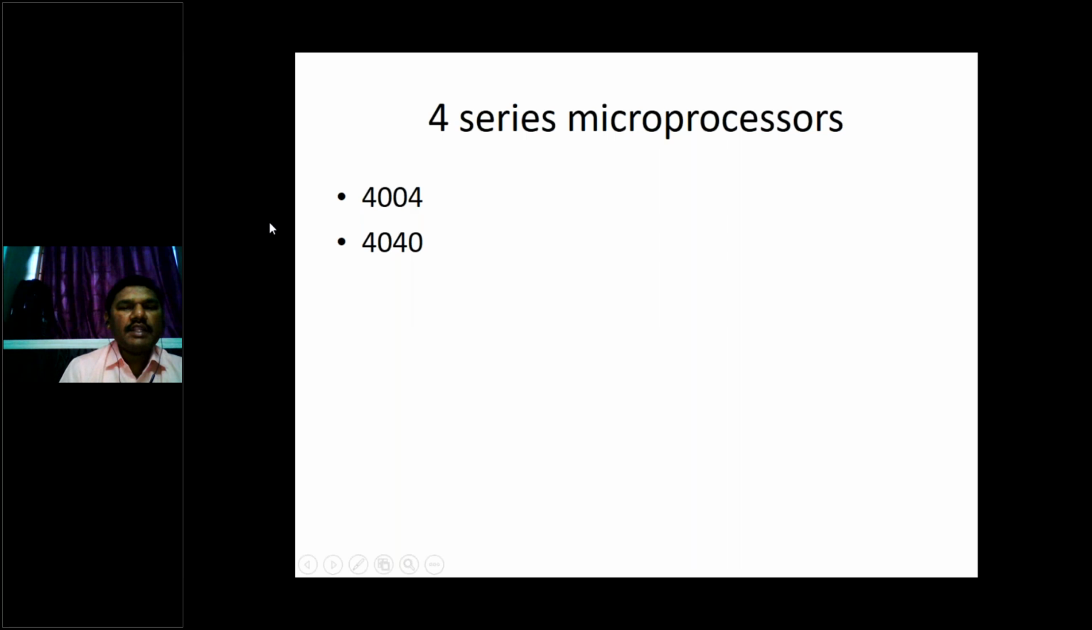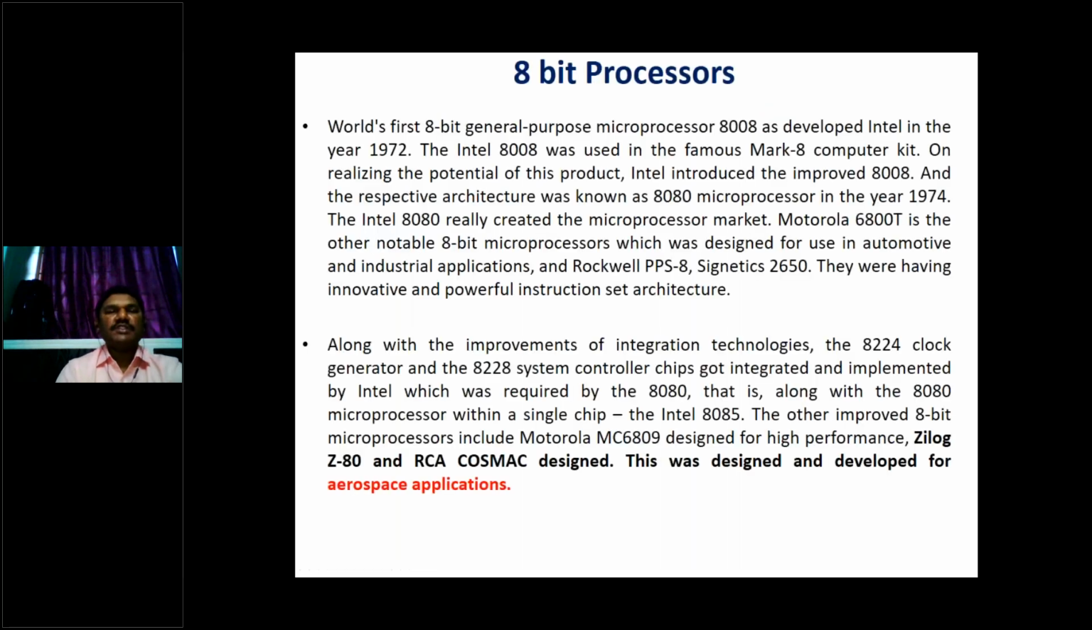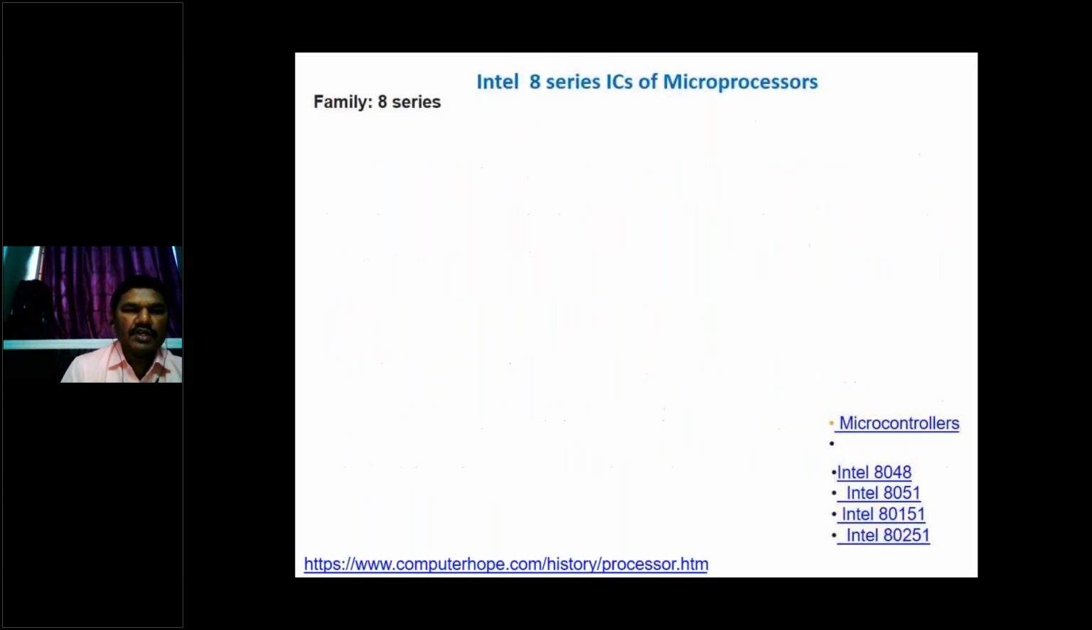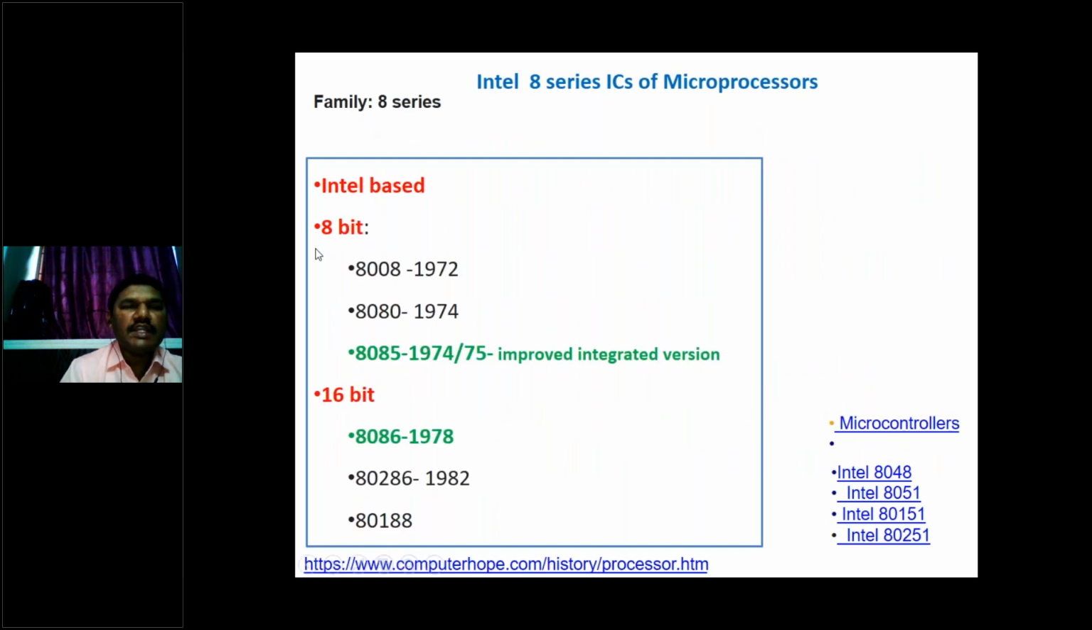And here is the history of 8-bit processors. Here is how they came into the world of 8086 with different companies, not only Intel. Parallelly, Motorola also started working on microprocessors, and Zilog Z80 and RCA also designed their ICs for aerospace applications. Right, so these are the 8 series ICs.